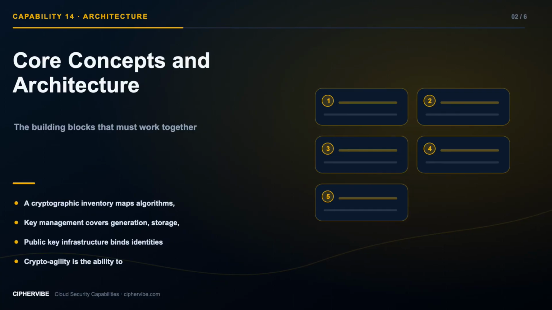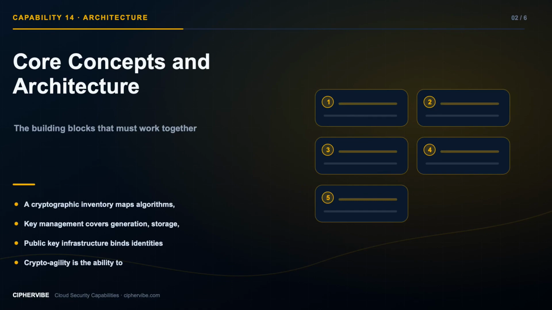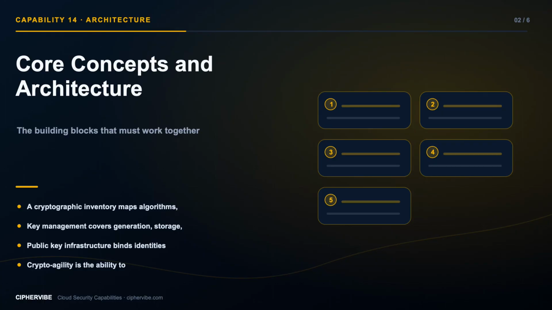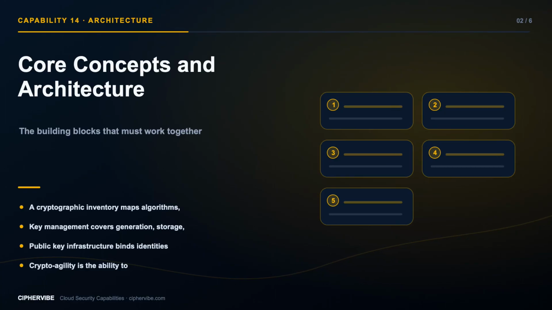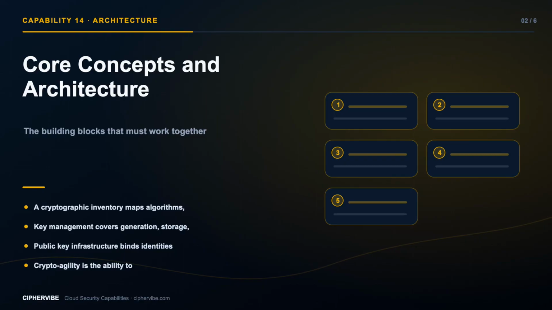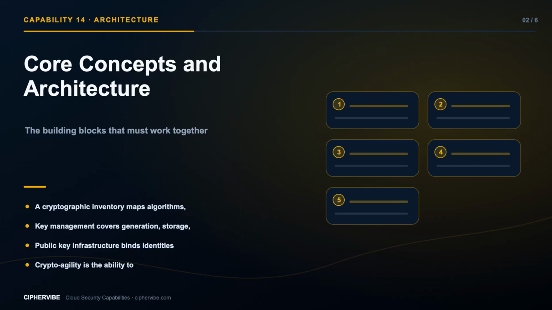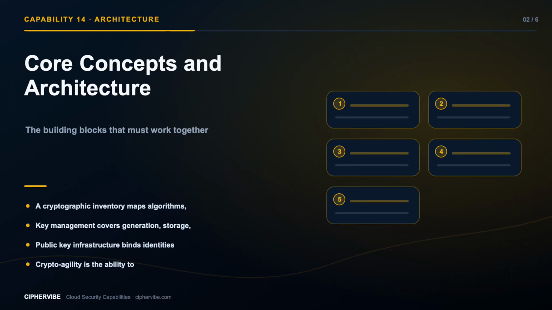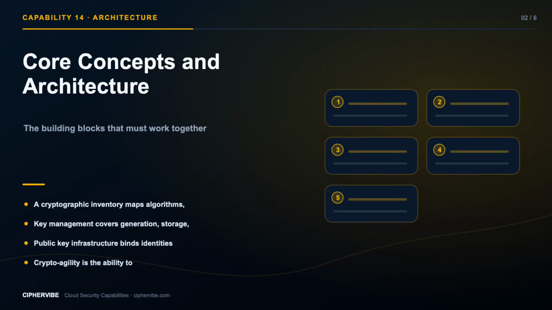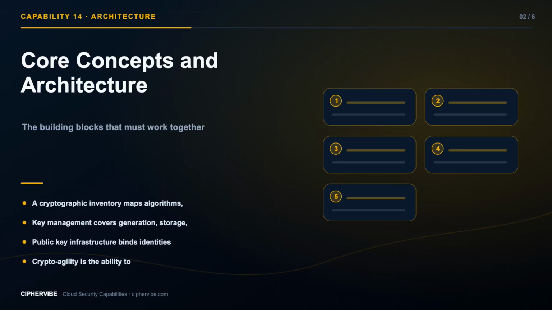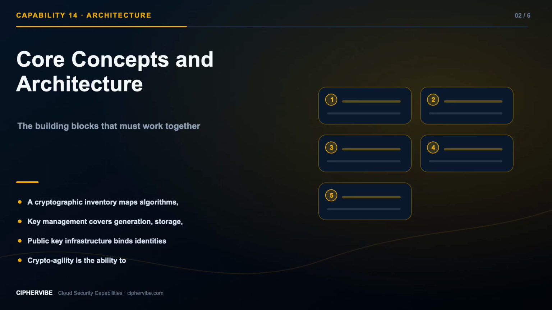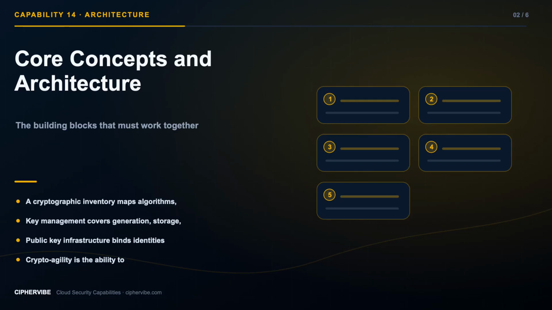The capability should create a traceable chain from source evidence to a security decision and then to an accountable action. First, a cryptographic inventory maps algorithms, libraries, protocols, certificates, keys, owners, data, systems, and external dependencies. Second, key management covers generation, storage, access, use, rotation, backup, revocation, destruction, and audit.